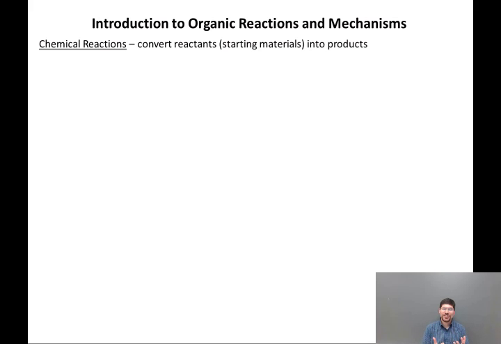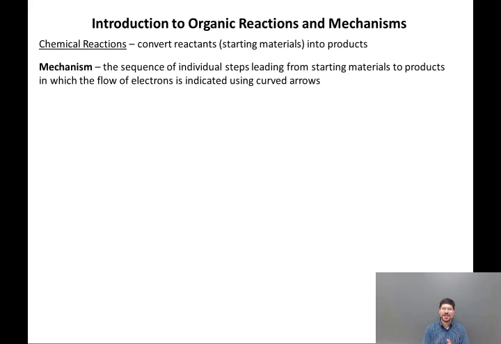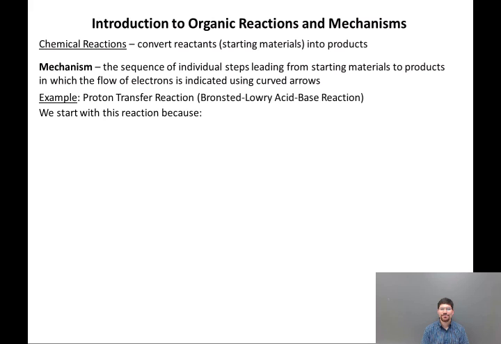Well, a chemical reaction is simply some process by which reactants or starting materials are converted into products. So one substance changes into another substance. A mechanism is the sequence of individual steps leading from starting materials to products in which the flow of electrons is indicated using curved arrows. And I will discuss curved arrows in much more detail on the next slide.